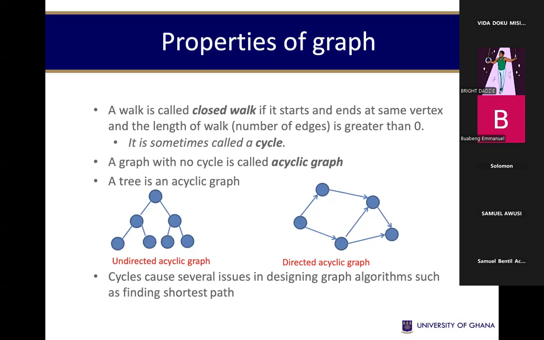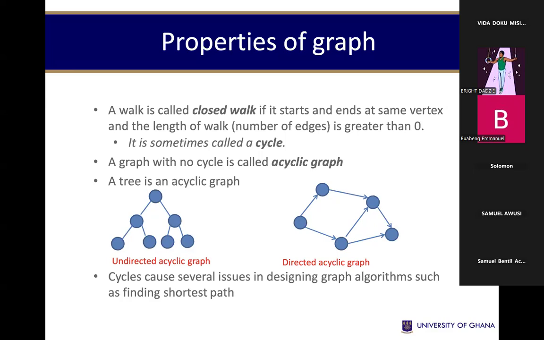So what do we mean? If I start from a node A, then I move to other nodes and I come back to end up at node A, then that is what we are referring to as a closed walk or a cycle. Do you understand that? Good. So in that case, the node that I started with, I come back and hit it.